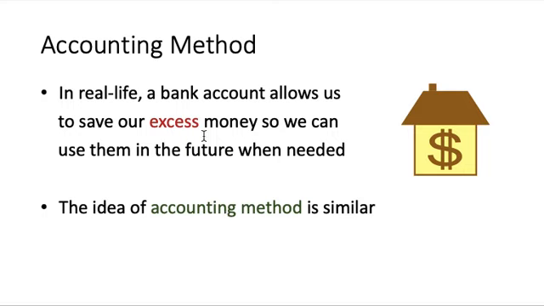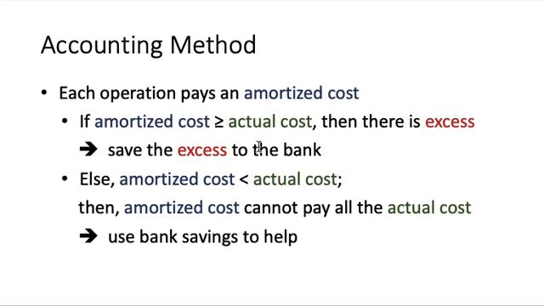real life. In real life, a bank account allows us to save our excess money so that we can use this money in the future when we need. And in the accounting method, we will imagine that each operation has an associated amortized cost, and if we perform each operation, we are going to pay such an amortized cost.